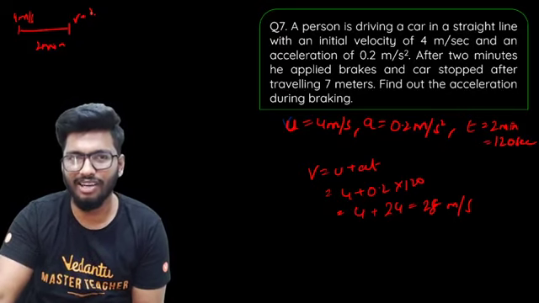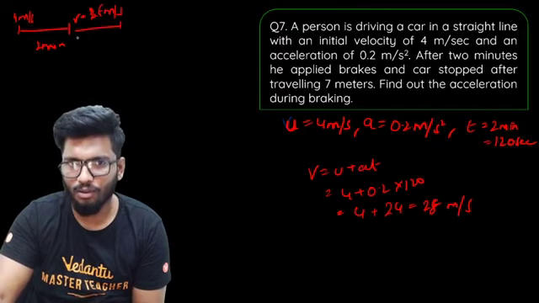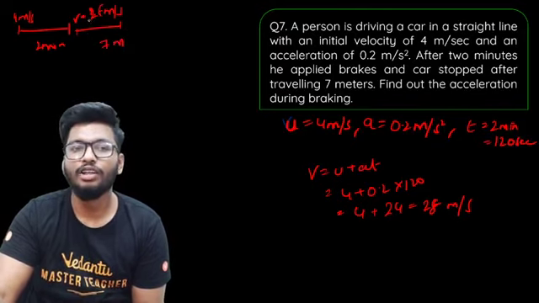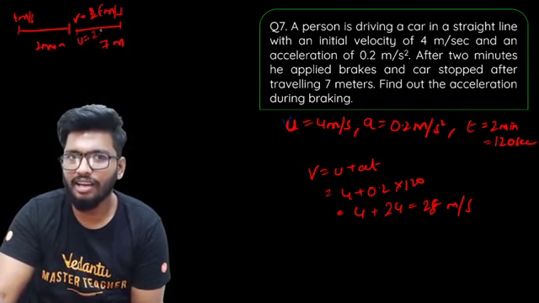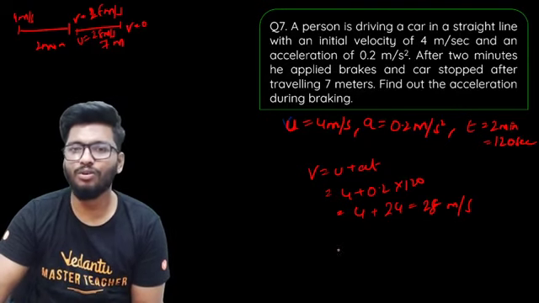So this is the final velocity. Final velocity now you found out is 28 meter per second. So once he applies the brake, he travels for another 7 meters and then stops, right? So the initial velocity, since when he is applying the brake, is 28 meter per second, and the final velocity is now 0. So now use the equation.